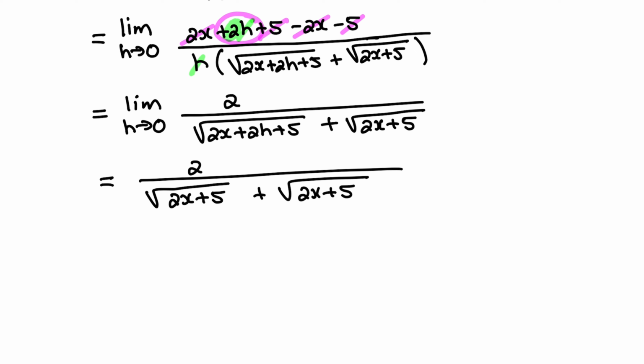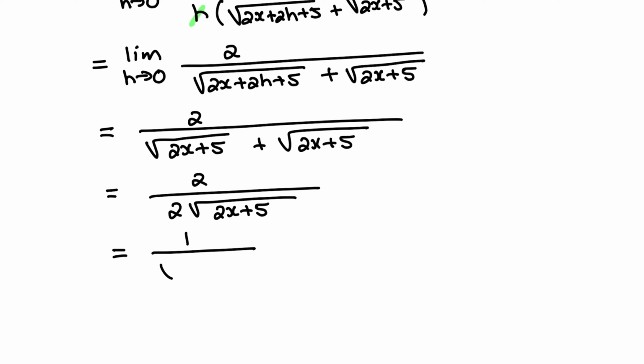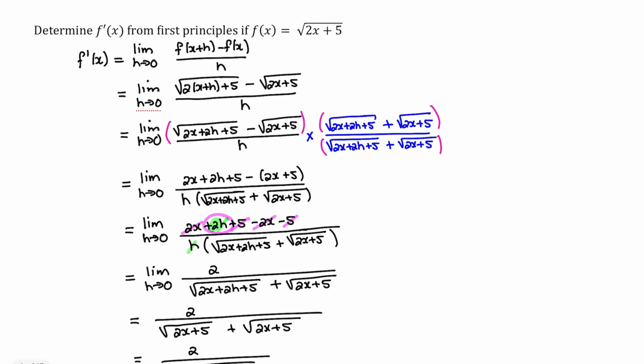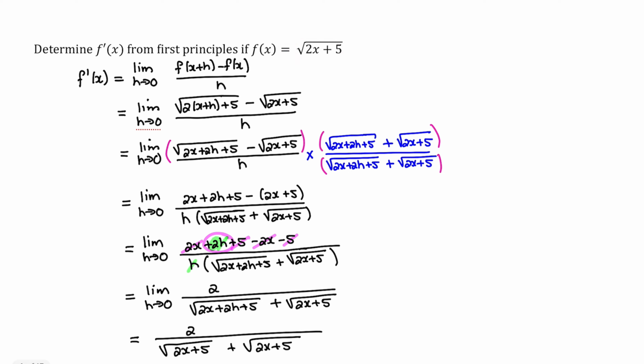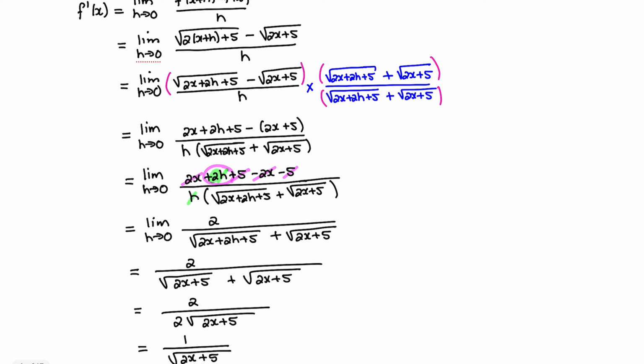And can you see we have two terms that are like terms? So this is the same as saying 2 over 2 times the root of 2x plus 5. And now the 2's will cancel out as well. And that simplifies to 1 over the square root of 2x plus 5. And that is the derivative of the square root of 2x plus 5. It simply becomes 1 over the square root of 2x plus 5.